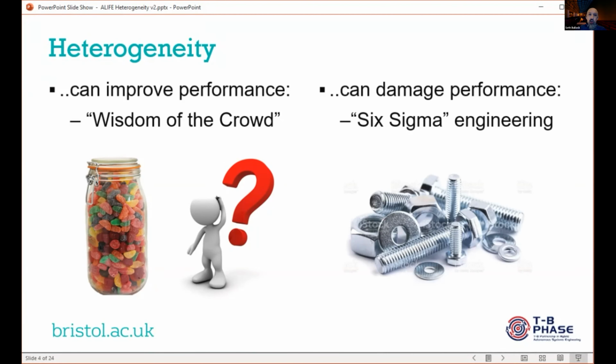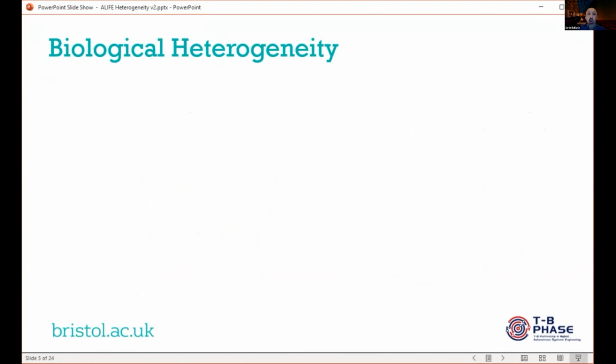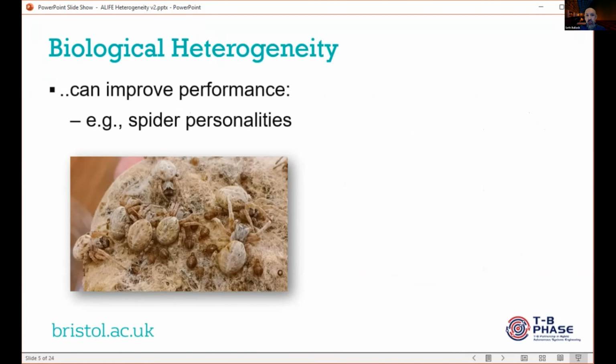And on the other side, we know that heterogeneity can be damaging, and we spend a lot of effort to ensure uniformity and regularity in engineered components, for example. And in biology, the same picture. We know that heterogeneity can be very powerful and positive.